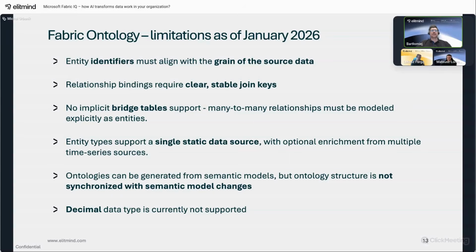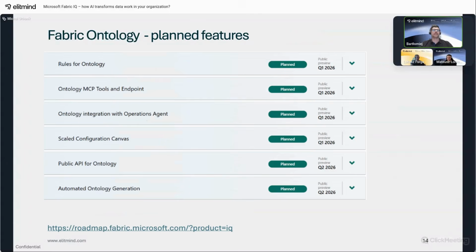Now we have this capability that ontologies can be generated from semantic models, but this doesn't mean that there is a sync between ontology and semantic model, because there is no live sync. These are two different worlds. I know that this also will be a subject of change in future. And the last limitation is that the decimal data type is currently not supported. So this can be a limitation since decimal types are often used for aggregations of our data.